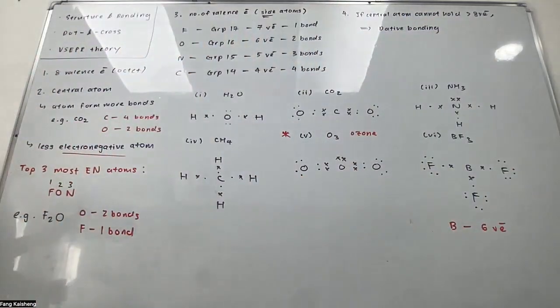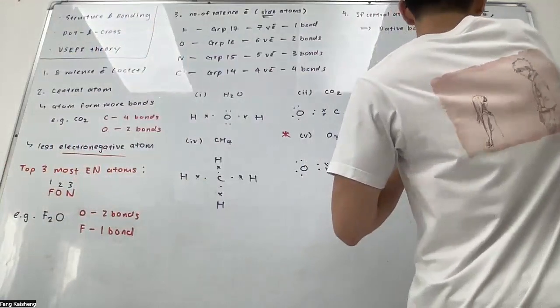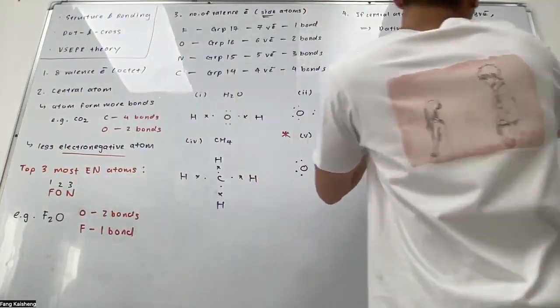We have learned dative bonding in the previous lesson. It is a type of covalent bond. Now we're going to incorporate that into our structures. And just to make your life a little bit easier, right?